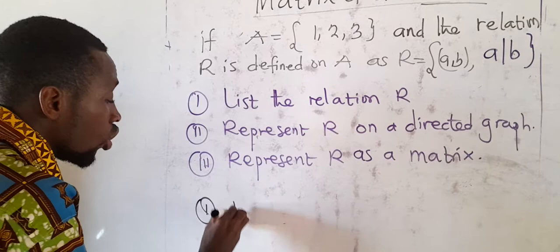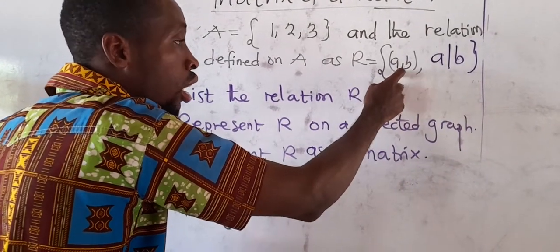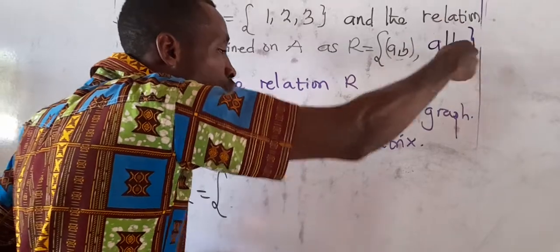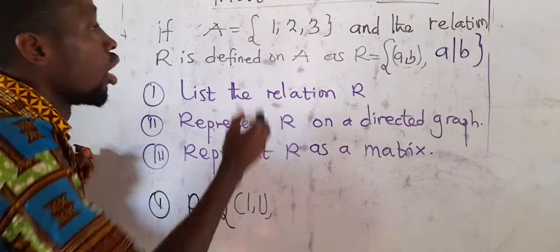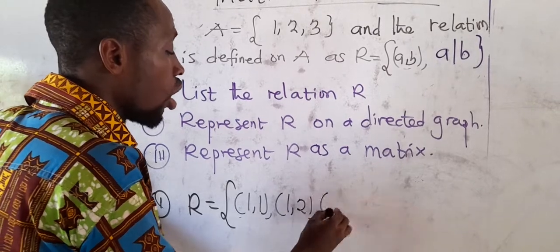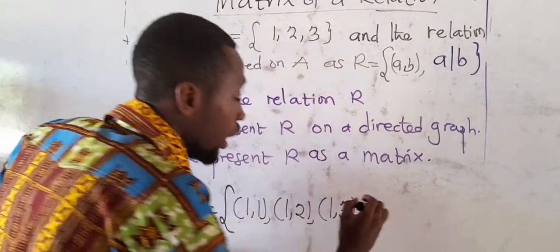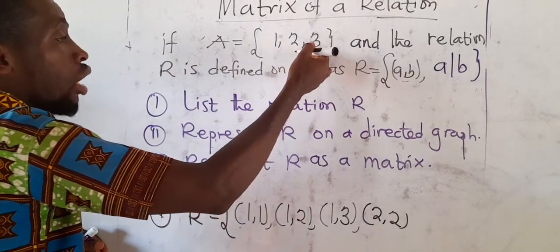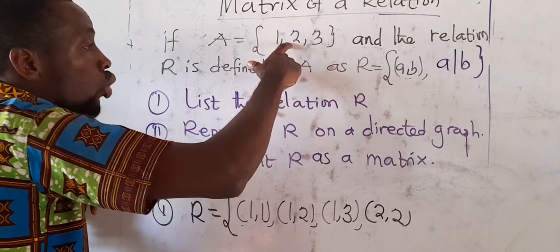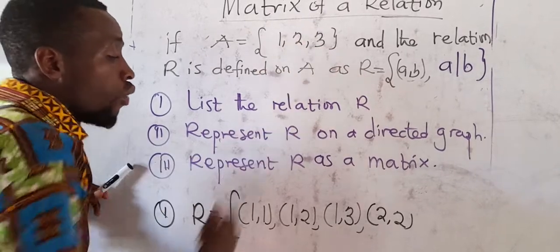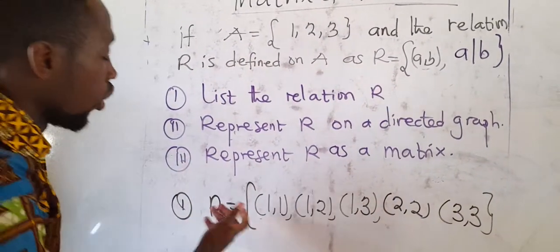This is very easy. So first, the R. We list the members of R. So they say a divides b. That means the first number in the ordered pair must divide the second one without any remainder. One can divide itself without a remainder. One can divide two without a remainder. One can divide three without a remainder. Can two divide one without a remainder? No, but two can divide itself without a remainder. Can two divide three without a remainder? No. Can three divide one without a remainder? No. Can three divide two without a remainder? No. Can three divide itself without any remainder? Yes. So this becomes the elements of the relation R.